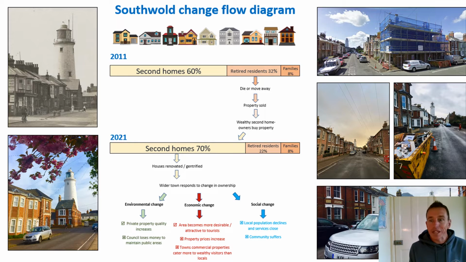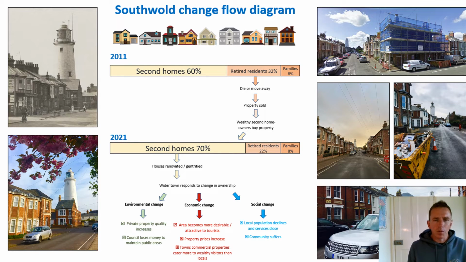In 2011, we know this based on the official census data that has been released. Of the houses in Southwold, of which there are about 1,300, 60% in 2011 were registered as second home properties. 32% were owned and occupied by retired residents. And 8% were occupied by people with dependent children, which is what we class as families.